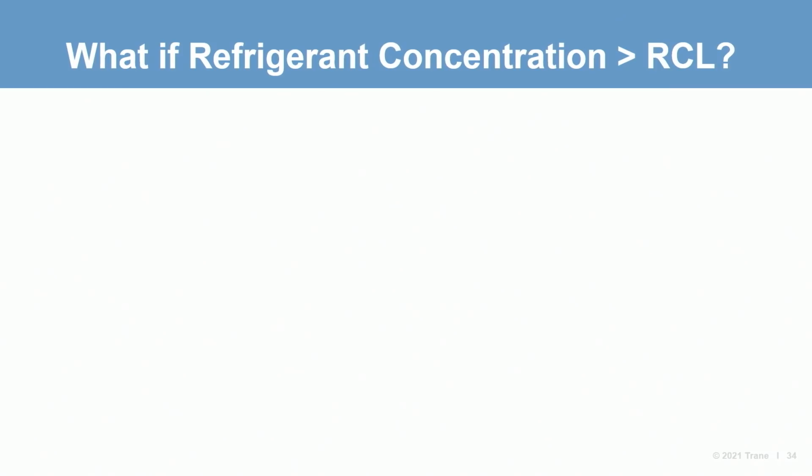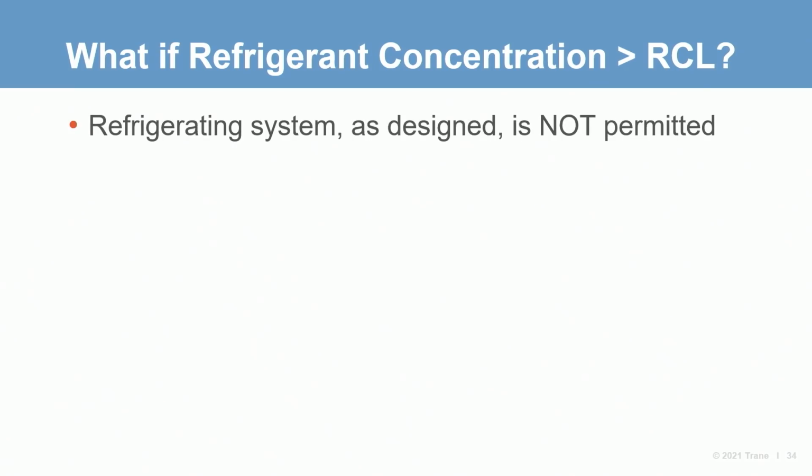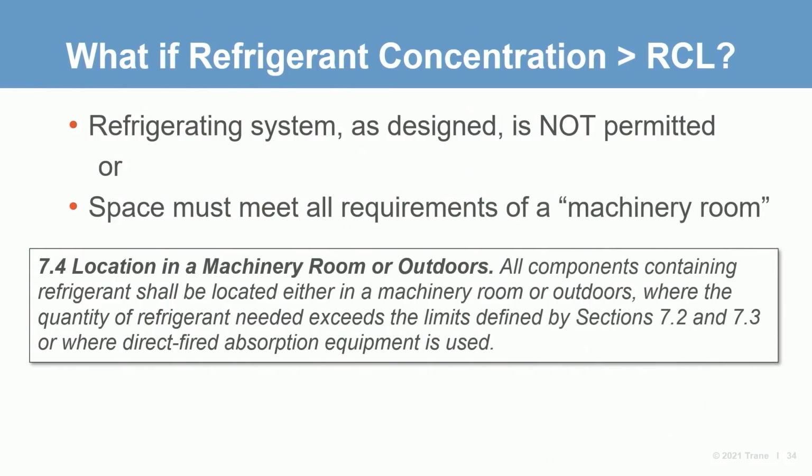Okay, so when you know the refrigerant charge and the volume of the space, you can calculate the refrigerant concentration. If that concentration exceeds the RCL threshold, then either the refrigerating system is not permitted as designed, or that space must meet all the requirements of a machinery room.